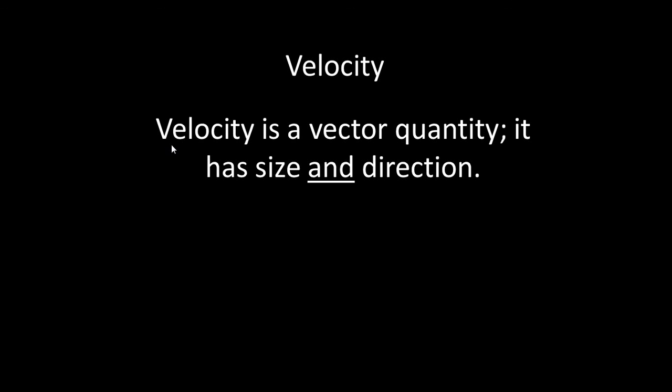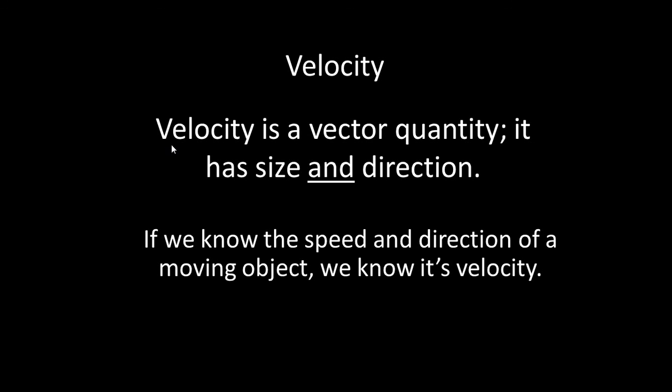Now let's talk about velocity. Now velocity is a vector quantity. Now a vector has size and direction associated with it. So if we know the speed and the direction of a moving object, we know its velocity. So we need to know the speed and the direction in which the object is moving. If we know those two bits of information, then we've got the information that we need to define an object's velocity. So just to recap, speed is a scalar quantity.